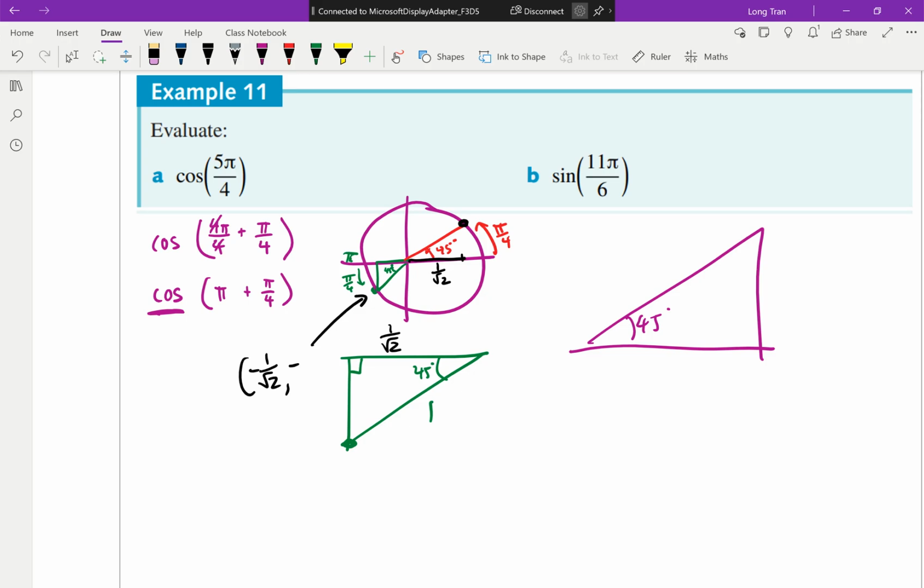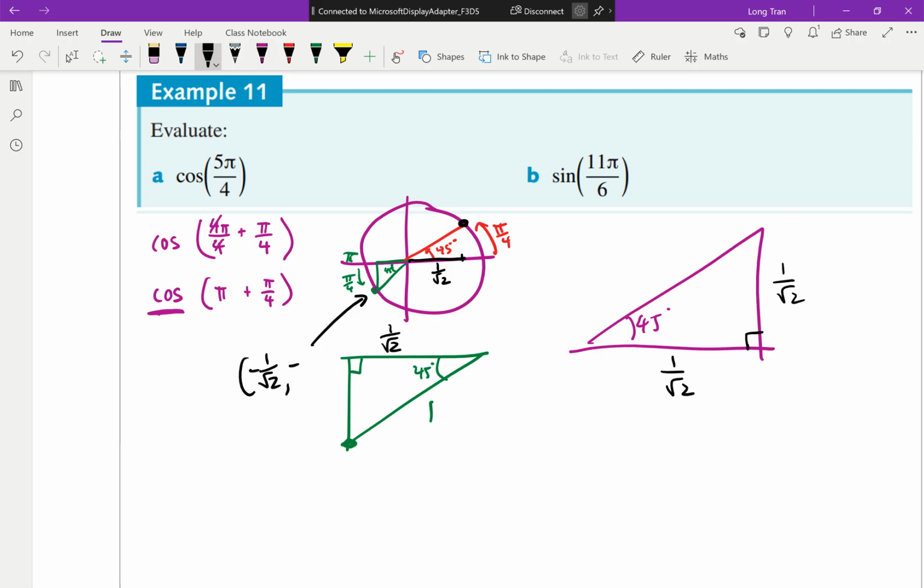What's sine of 45 degrees? 1 on root 2 as well. This is why I'm saying you have to know your exact values. So here, I've got 1 on root 2 as my sine, 1 on root 2 as my cos, and I'm using this triangle to apply to any part of the unit circle. What matters is to know whether it is positive or negative in those regions.